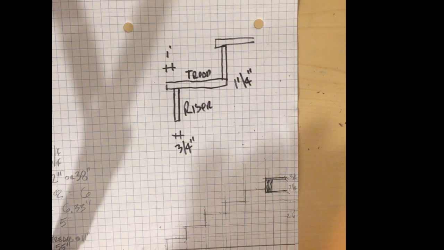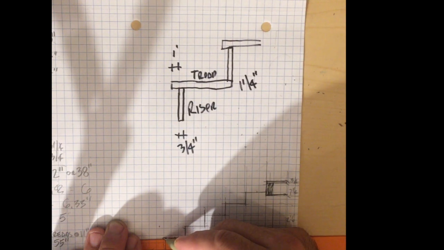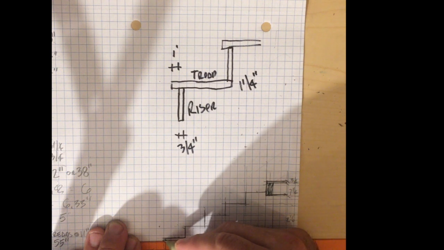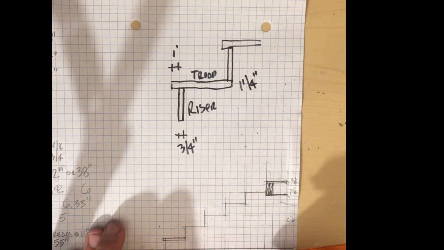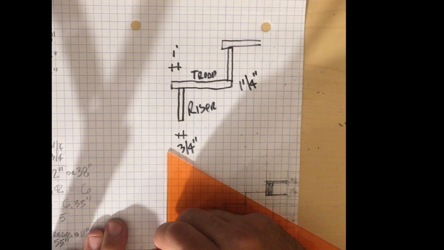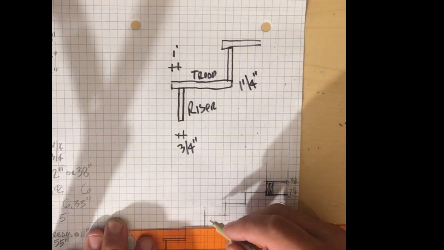So I'm going to start at the bottom. And remember, we're going 1 inch past, and it's about 1.25 inches thick. So there's our first tread. And then I'm going to draw the thickness of my first riser underneath that. Now I can do the same thing.